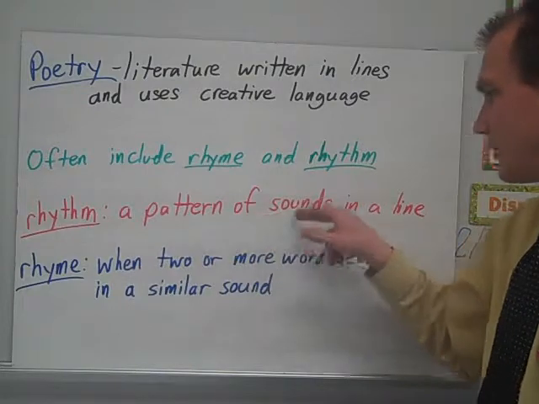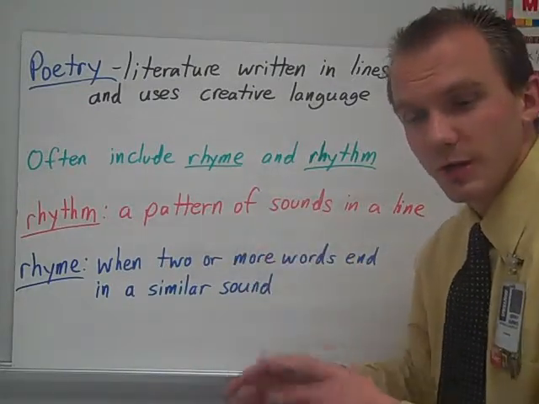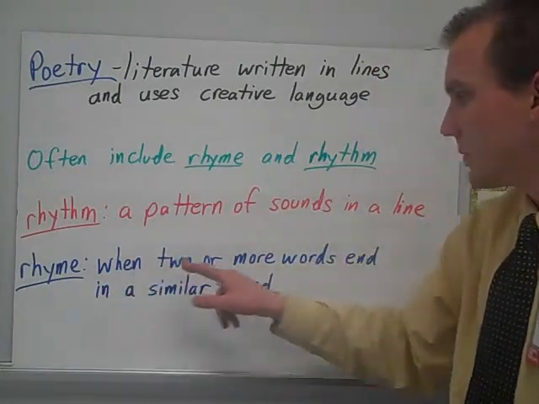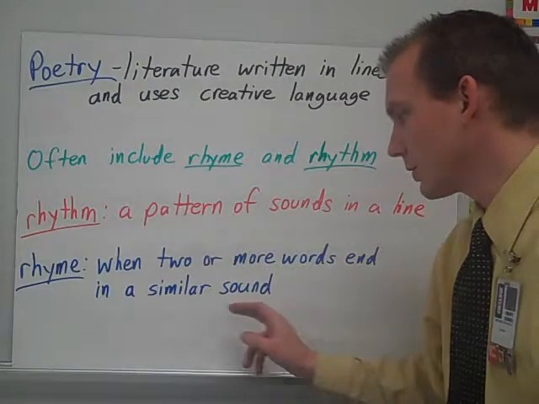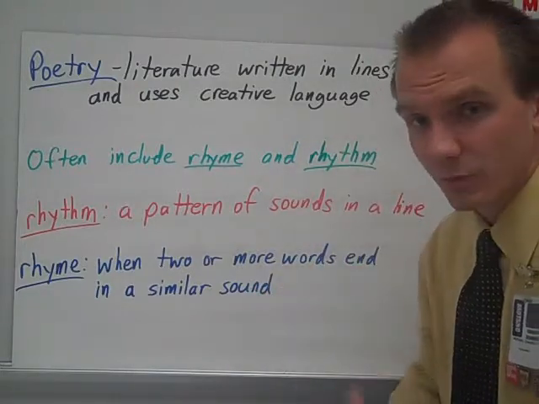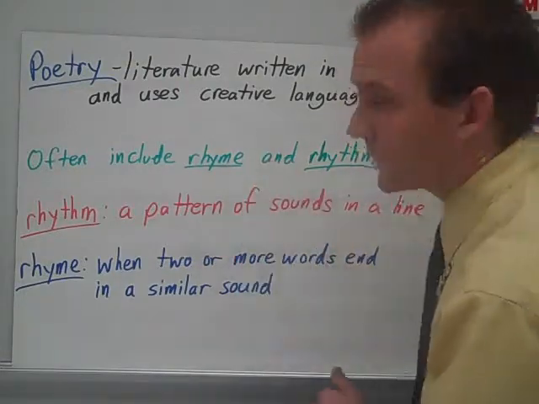Rhythm is a pattern of sounds in a line. So it might go do-do-do-do-do-do-do, and have a rhythm to how you should say it. Rhyme is when two or more words end in a similar sound. So if you see creative language and rhyme, or you sense some rhythm within the lines, you're probably looking at poetry. Also some more.